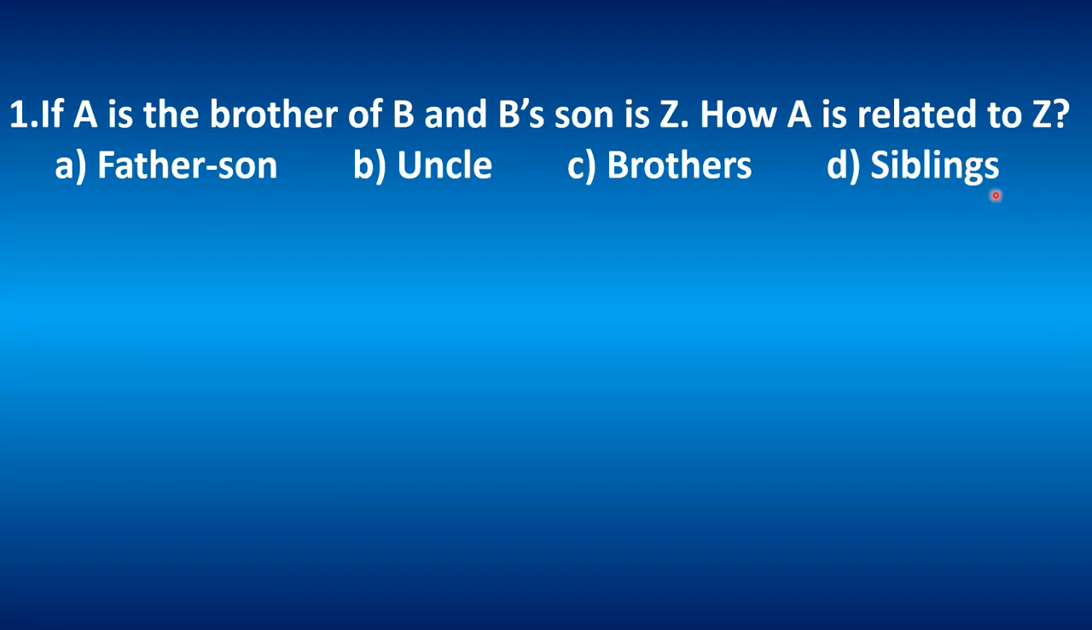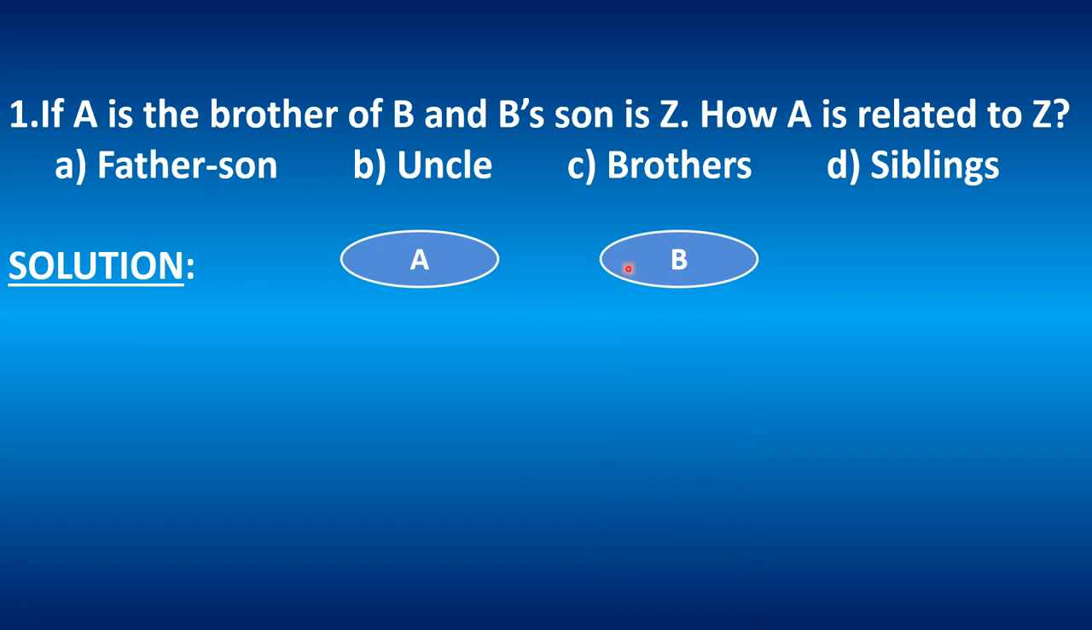Who is siblings बेटा? जो same father के जो बच्चे होते हैं, brother and sister or brother or brother, they are siblings. Okay. So here in the solution, we have given A and B. So what is the relationship between A and B? They both are brothers. Okay. And B's son is Z. तो जो B का बेटा है वो कौन है? Z. So how A and Z is related to each other?